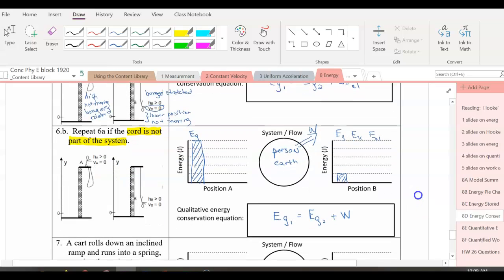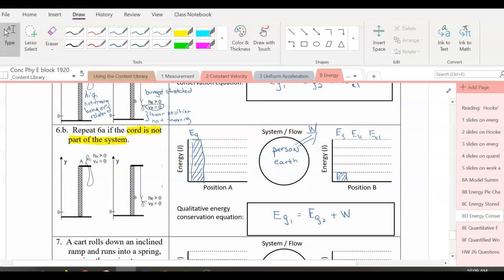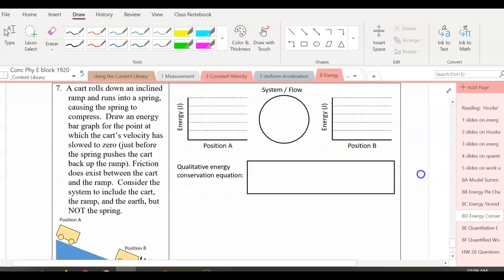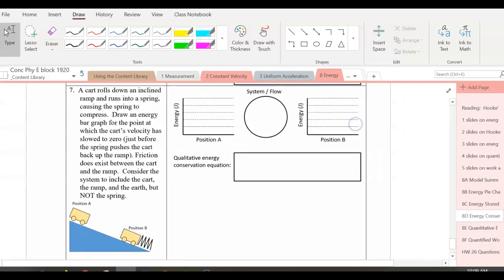Okay. So you can have situations where work transfers energy in. We did a couple of those before. And you can have situations where work transfers energy out. Let's look at the last example here, number 7. Here we have a cart that rolls down an inclined ramp and runs into a spring, causing the spring to compress. Okay, and so we're going to say that the system includes the cart, the ramp, and the earth, but not the spring. I want to be really careful. The spring is not part of my system.